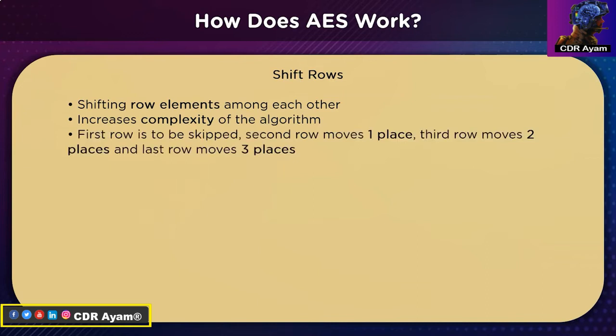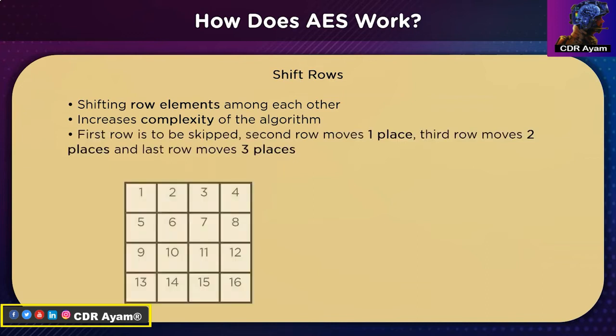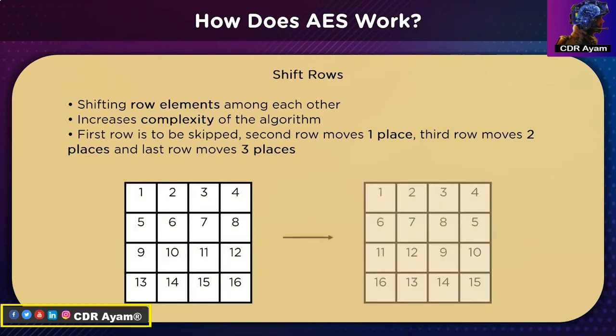In practical terms, the first row of the matrix is skipped and not shifted, while the value in the second row is shifted one place to the left, the value in the third row is shifted to the second place to the left, and the value in the last row, which is the fourth row, is shifted to the third place to the left.